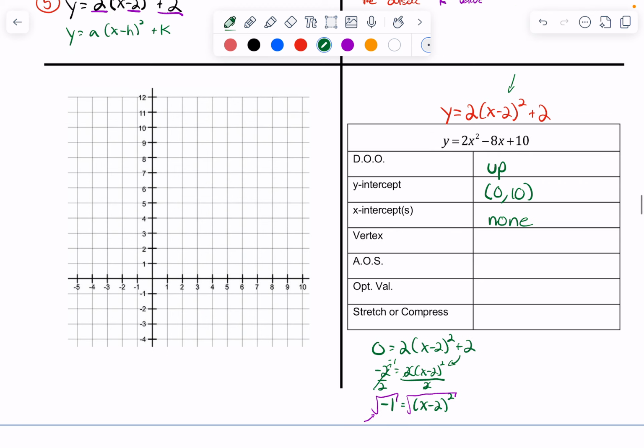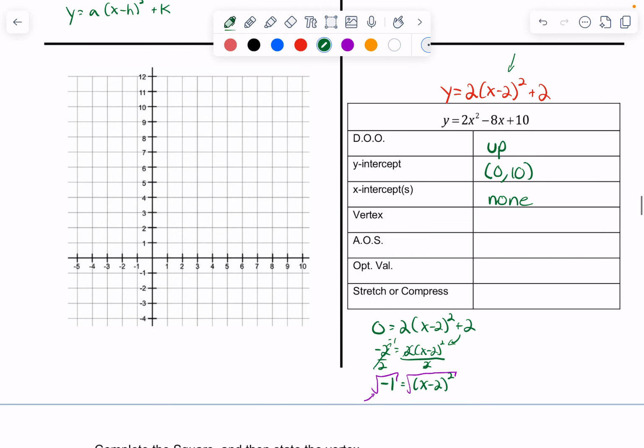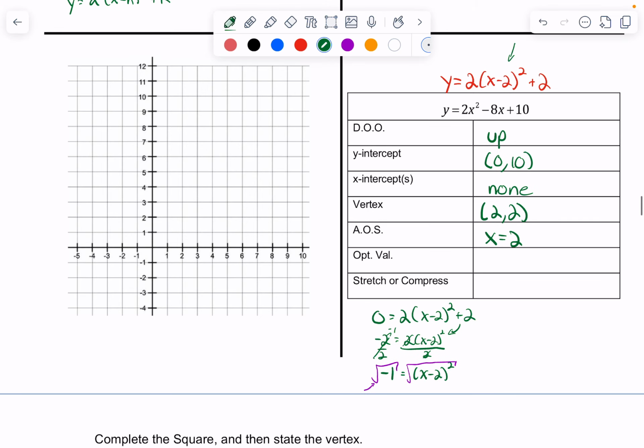in this case. Okay. Well, the vertex. The vertex is at the point h, k. So 2, 2. The axis of symmetry is at x equals h. So x equals 2. The optimal value, all right, your max or your min, well, in this case, it's opening up. So we have a minimum, at y equals 2. And then, is it a stretch or compress? Well, in this case, it's a stretch by a factor of 2. Because our a is 2.